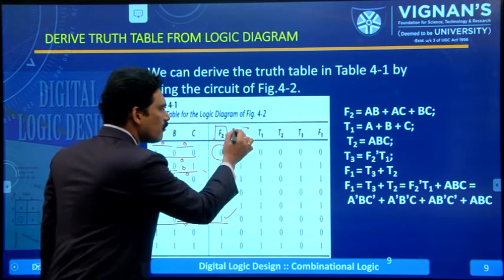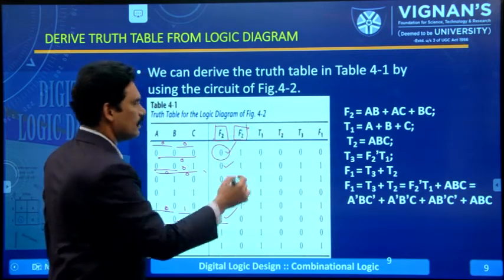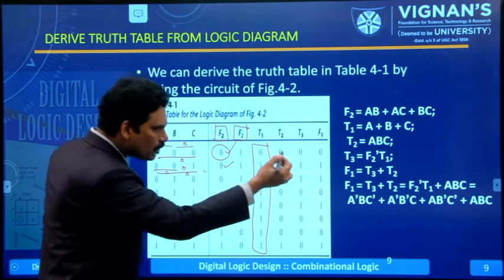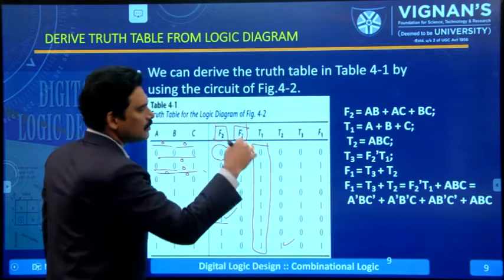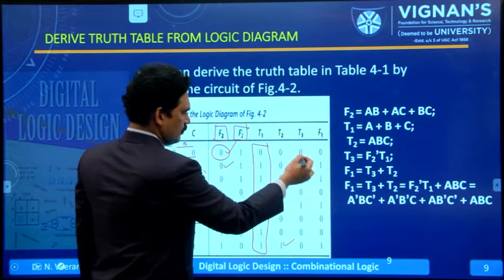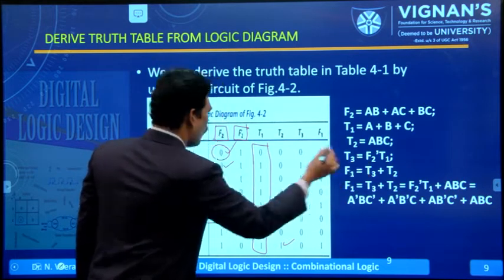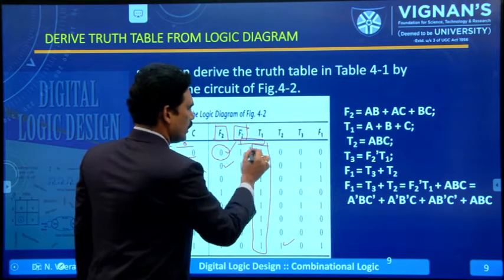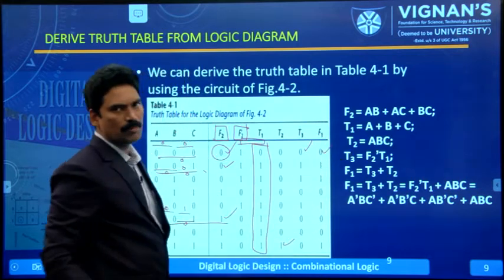Next, this one is F2 bar, the complement of this one, and T1. What is T1? T1 is A plus B plus C. What about T2? T2 is equal to ABC, which means only one row gives 1. And what about T3? T3 is equal to F2 bar into T1, so multiplication, and we get this one. Finally, F1. This is the truth table for this.